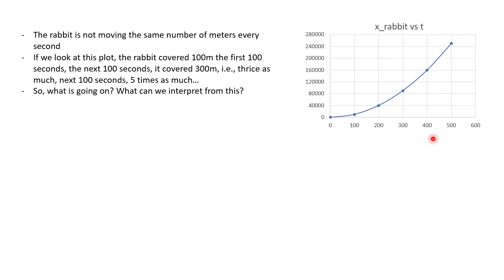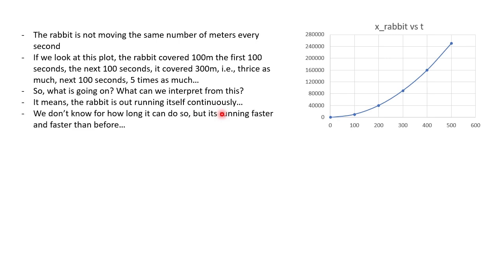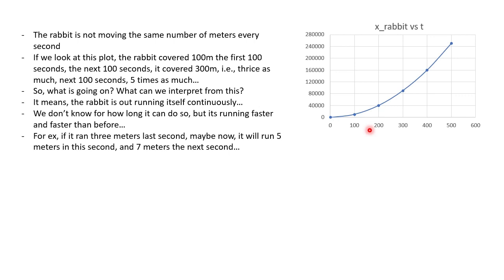What can we interpret from this? It means that the rabbit is outrunning itself continuously. It's covering more and more meters in every subsequent time interval. The time interval we have chosen is, let's say, 100 seconds, and the number of meters it is running is gradually increasing. Now, we don't know how long it can do so, but it's running faster and faster than before.